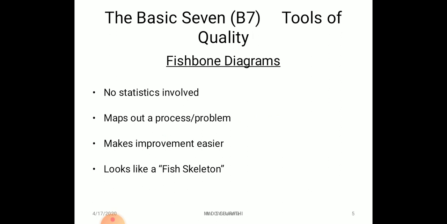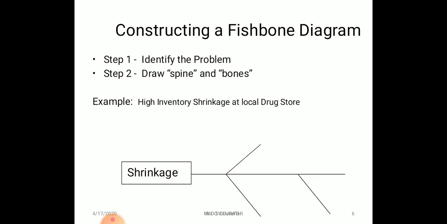First is the fishbone diagram. In this, no statistics is involved. It maps out a process problem, makes improvement easier, and looks like a fish skeleton. The name fishbone diagram is given because it looks like a fish skeleton. Of course, we have to draw a diagram, so it looks like this. After drawing the diagram, it looks like a fish bone skeleton. So that is why the name fishbone diagram is given.